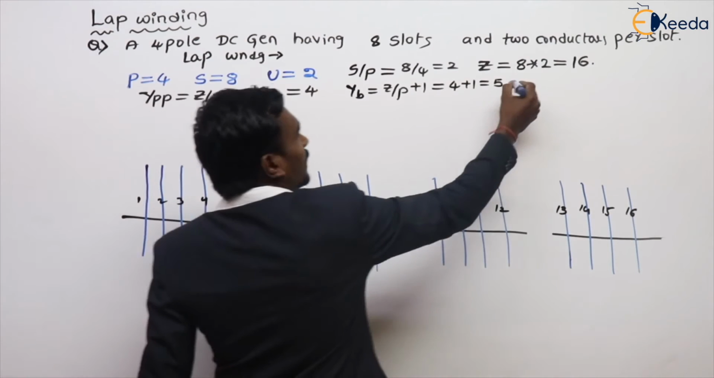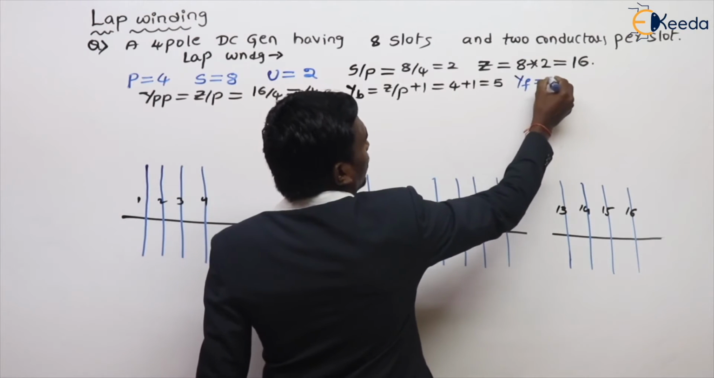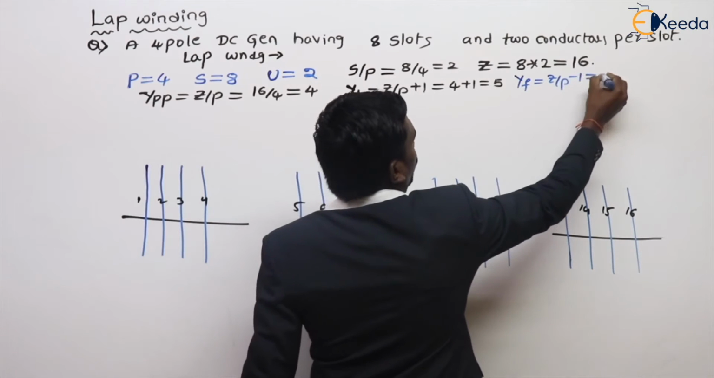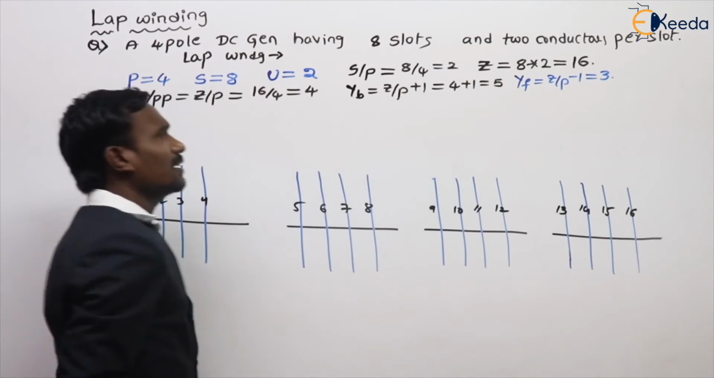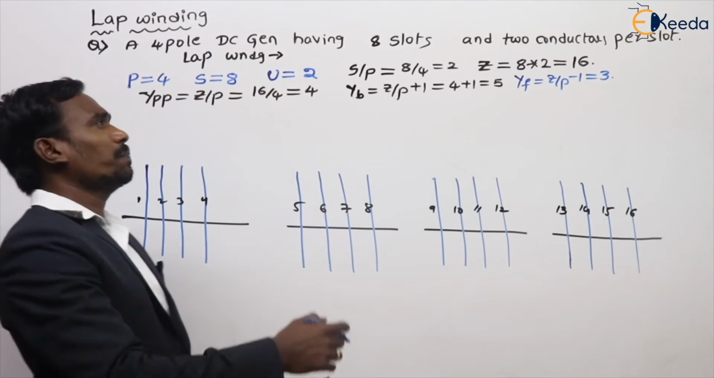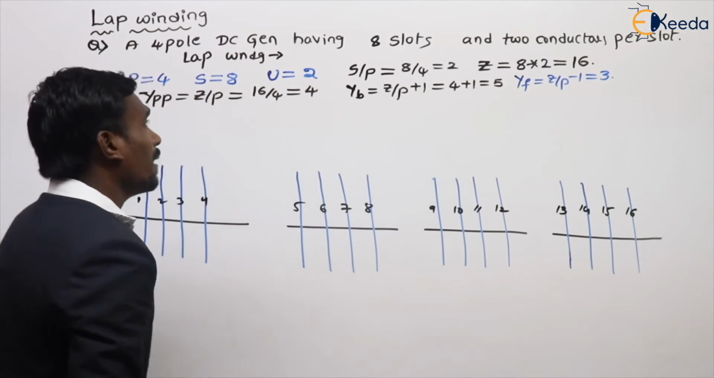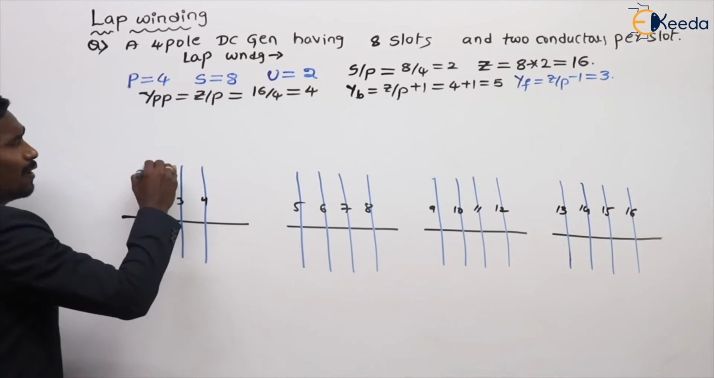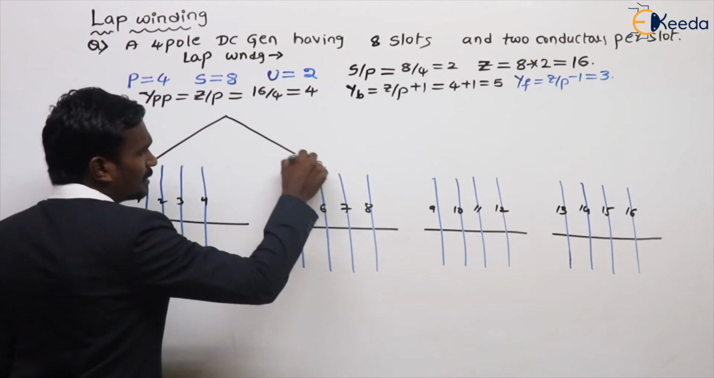And what is front pitch? Front pitch is nothing but Z by P minus 1, nothing but 4 minus 1, 3. Front pitch and back pitch. So back pitch is 5, nothing but 1 plus 5. 1 plus 5 is 6.